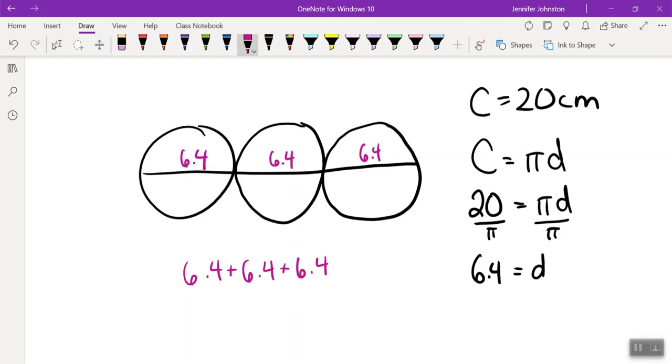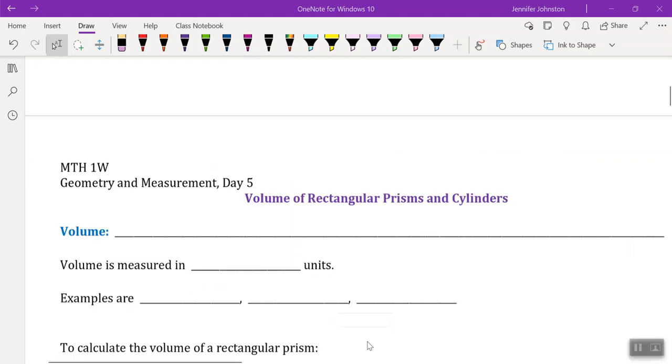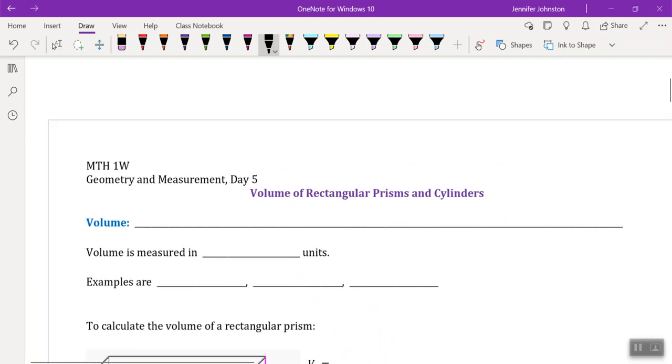Well, what do we get? We get 19.2. So our final answer is 19.2 centimeters. Alright, so hopefully you had something like that down, and we are going to get started on Day 5. Please ensure that everyone has a pencil, something to write with, and Day 5 in front of them.